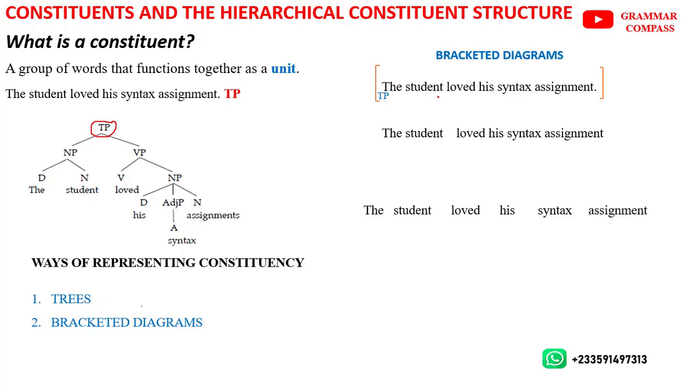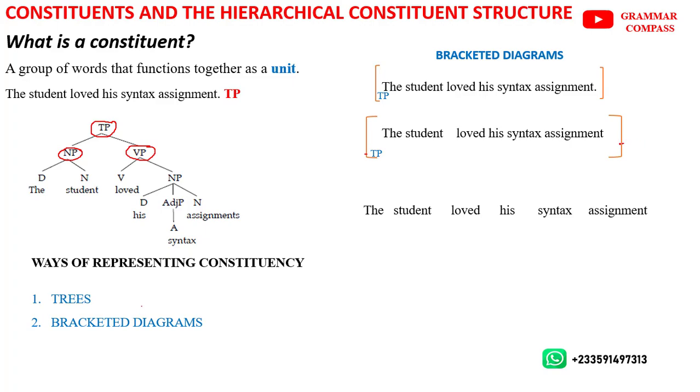Now within the tense phrase, that is the sentence, in the tree diagram, we saw that it has two major constituents, that is a noun phrase and then the verb phrase. Using the bracketed method, we can represent the two constituents. This bracket is for the tense phrase.